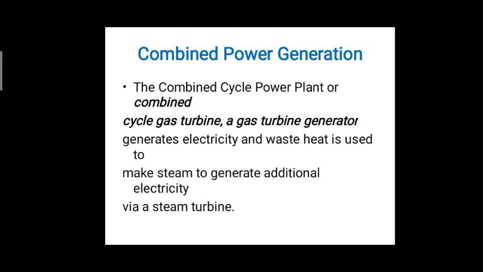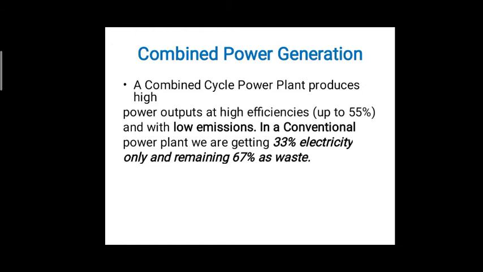Now we are going to see the functioning of the combined power generation. The combined cycle power plant or combined cycle gas turbine: a gas turbine generator generates electricity, and waste heat is used to make steam to generate additional electricity via a steam turbine. A combined cycle power plant produces high power outputs at high efficiency, up to 55%, and with low emissions.